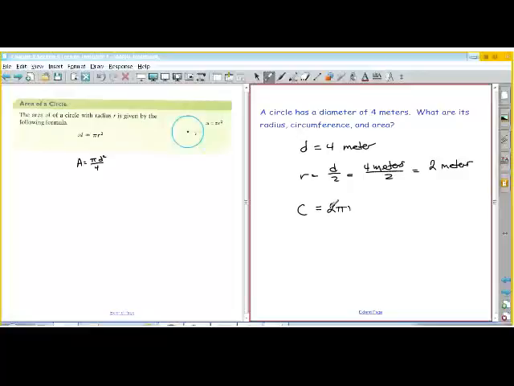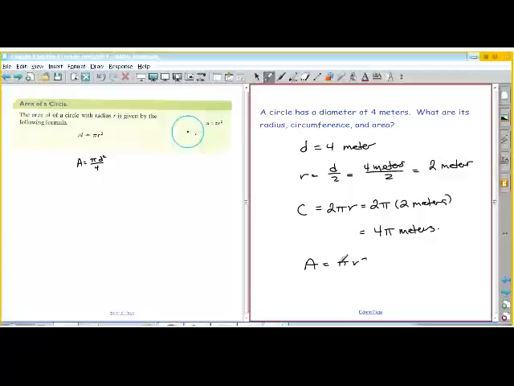The circumference is just 2 pi times r, or pi times d. So we get 2 pi times the radius, which is 4 pi. If I don't tell you to multiply it out, you just leave the pi as a number. You don't write it out as a decimal form.